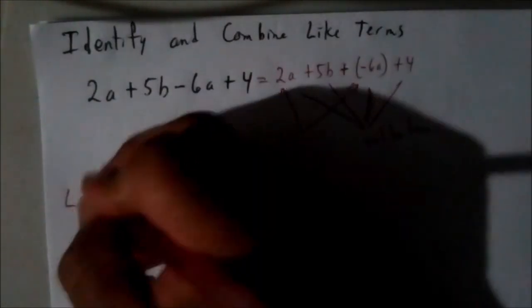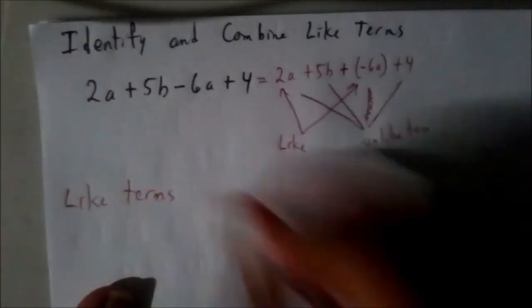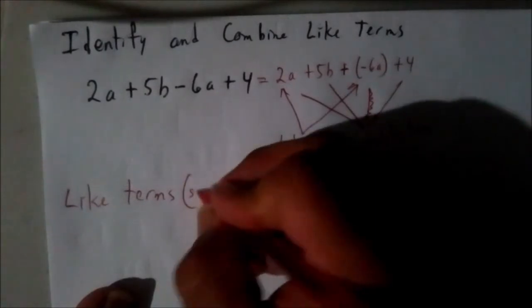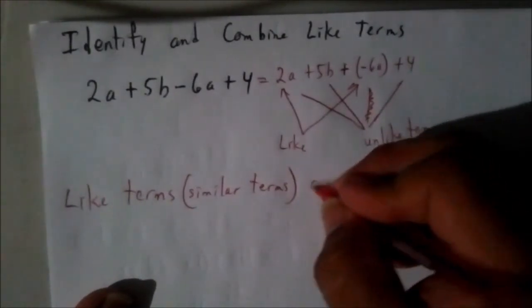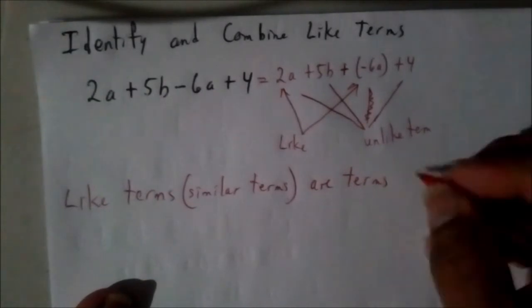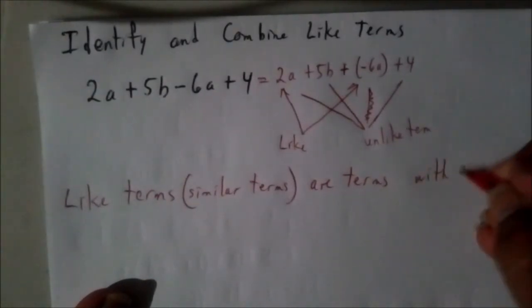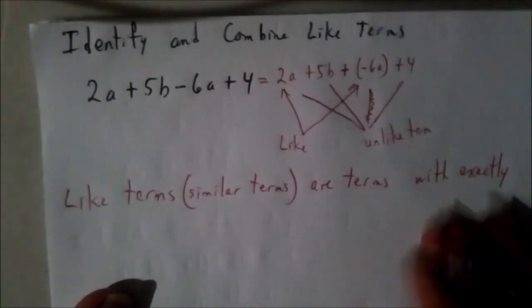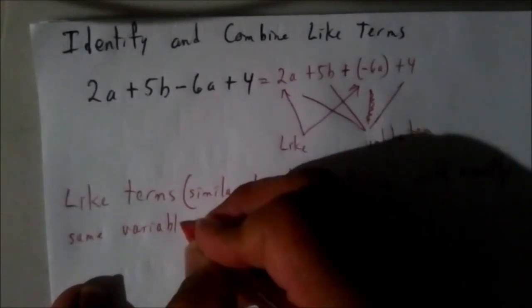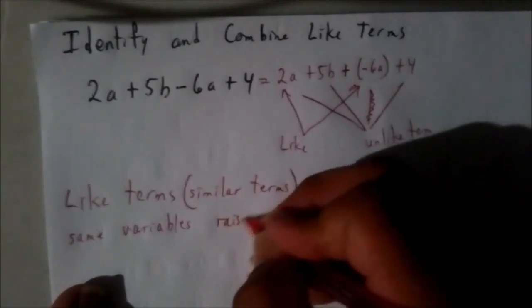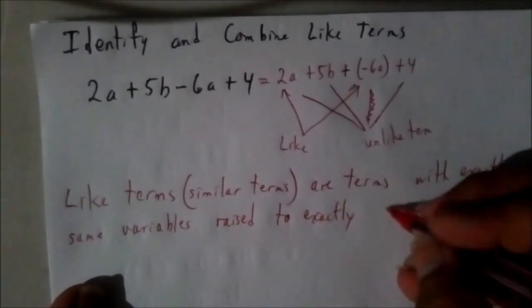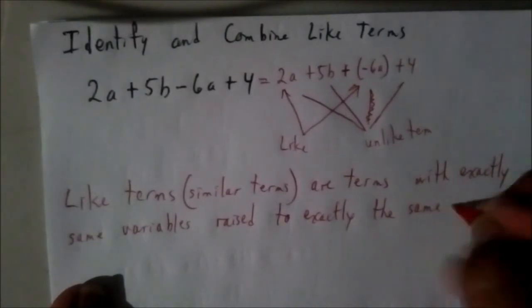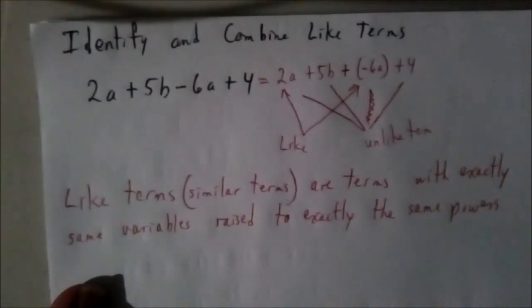Like terms, or what people call also similar terms, are terms with exactly the same variable, and not just the letter itself, but it must be to the same power. Same variables raised, and that's why they use the word raised, to exactly the same powers.